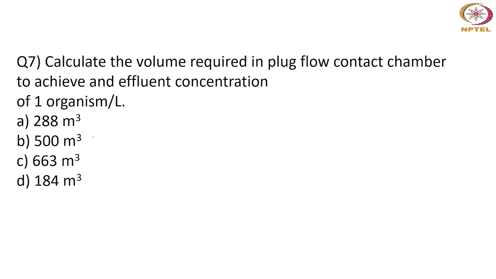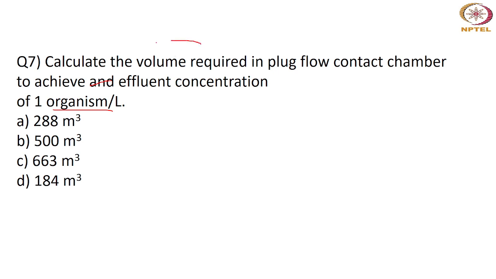And there is a second question from the same data you have to calculate. So I can switch back to the data screen. So you can write down your data. Just try to see what's written here. Calculate the volume required in the plug flow contact chamber to achieve effluent concentration of 1 microorganisms per liter. So that is the question.